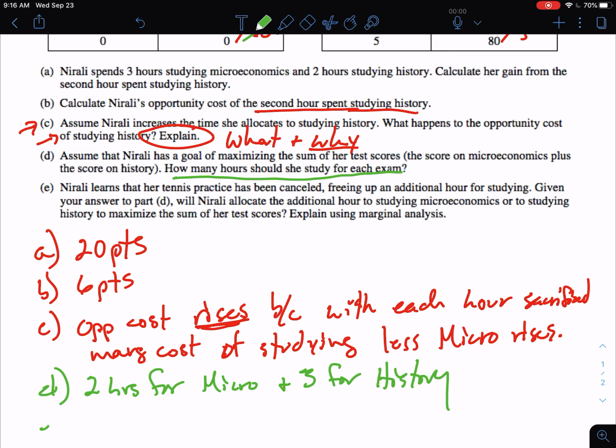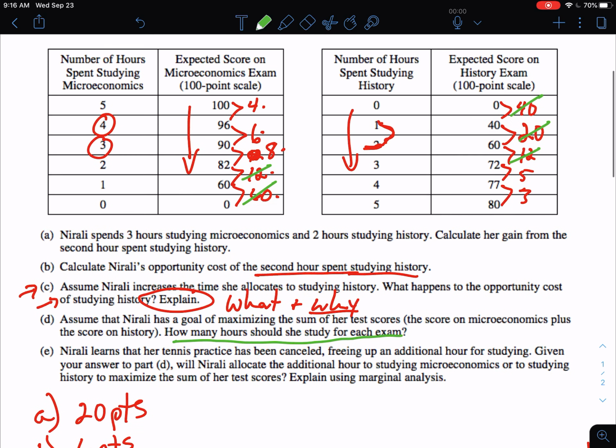And then on to part E. Nirali learns that her tennis practice has been canceled, freeing up an additional hour for studying. Given your answer in part D, will Nirali allocate the additional hour to studying micro or history to maximize her scores? And explain using marginal analysis. First of all, there's an explain, which means there has to be a what and why. But this time they actually tell you how you have to do it.